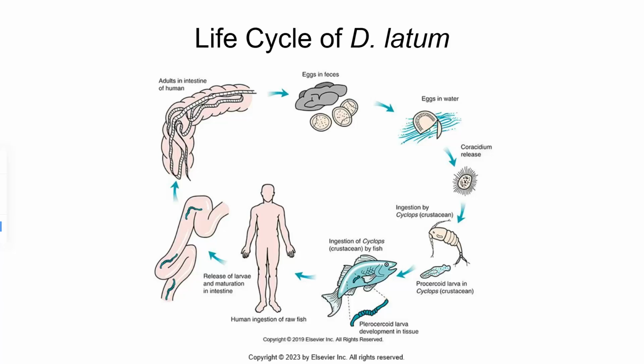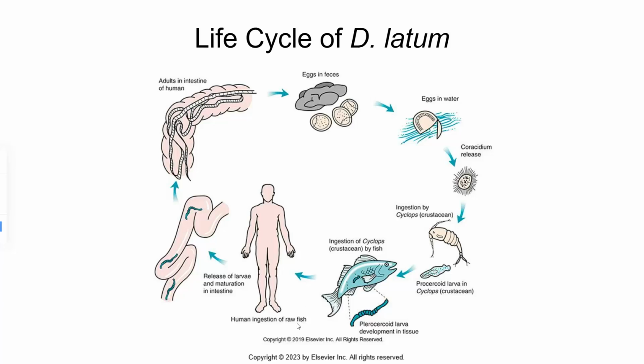So the life cycles are important. You should be able to say the general life cycle of all of the ones that are depicted in this lecture series, so this week's and next week's. In general, you should know the life cycles. So the eggs are in the water. The coracidium is released, and then crustaceans are going to consume these. Then the fish is going to eat the crustacean, and then the person's going to eat the fish.